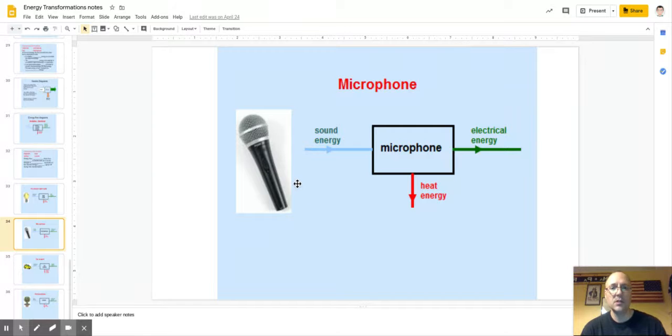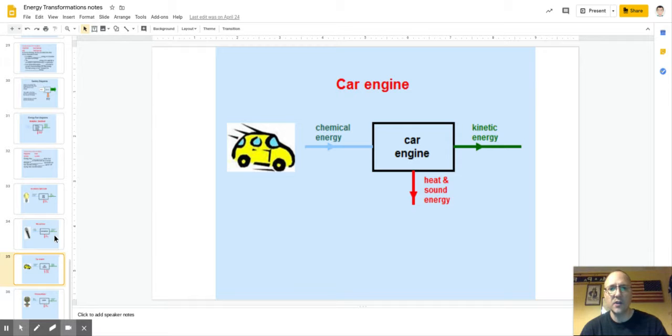Here we have a microphone. Sound energy goes into the microphone, and electrical energy comes out of the microphone. Now, understand that the microphone just simply captures your sound energy and puts it into a signal. There's another device that's going to then take that signal and transfer that to a speaker that produces sound somewhere else. But the job of the microphone is just simply to capture that sound energy and convert it into an electrical signal. Of course, there's heat that's given off, and so that's a device that we have.